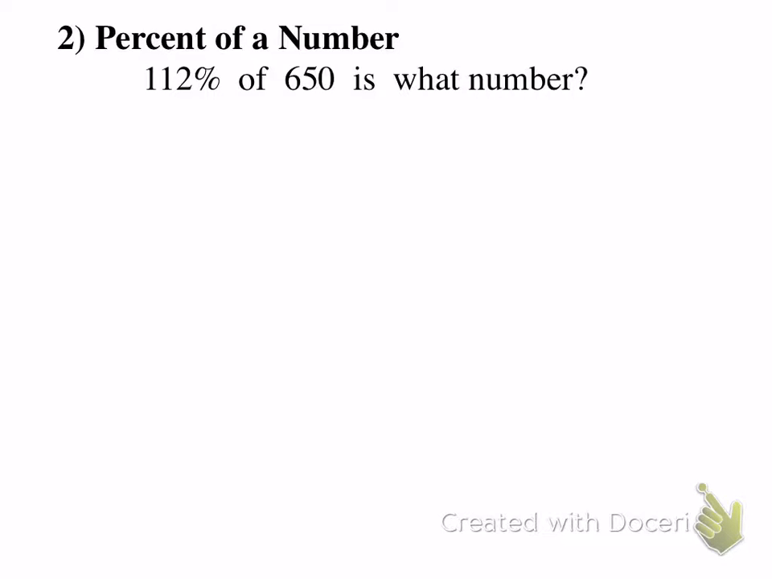Okay, percent of a number. How would I translate this one? Sarah? You could do, well, it says 112%. You can also change that into a decimal. What decimal would it be? That would be 1 and 12/100ths. Perfect. Okay, Alina, what does of mean? Multiplied. Okay, bring my 650 down.